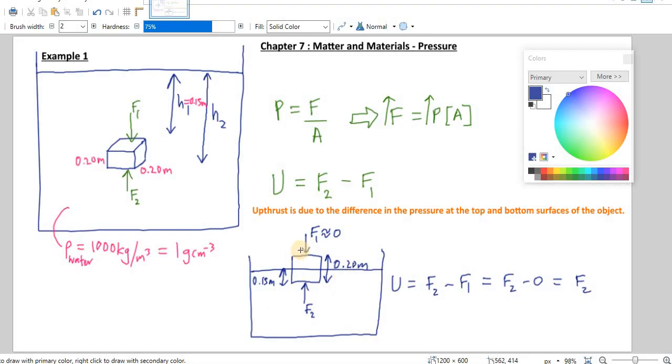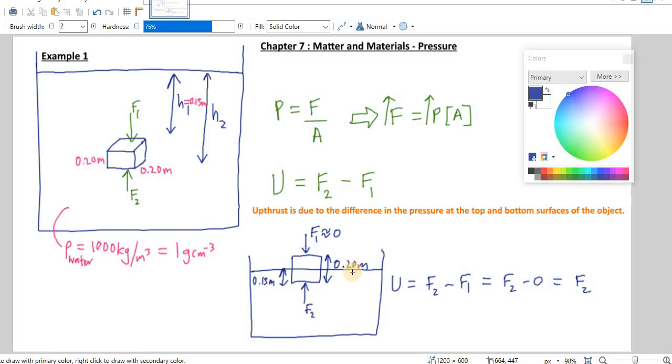Now this is what the book is saying. Here this force F2 is the upthrust. Why? Because the force here is very small. It's due to the air. The force exerted this way due to the air is very small compared to the force here. Now remember again, upthrust is the force at the bottom minus the force at the top. But F1 is negligible, it's almost zero. So I wrote it like this. Therefore, the upthrust is equal to F2.